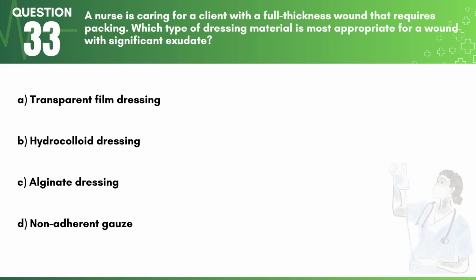Question 33. A nurse is caring for a client with a full-thickness wound that requires packing. Which type of dressing material is most appropriate for a wound with significant exudate? A. Transparent film dressing. B. Hydrocolloid dressing. C. Alginate dressing. D. Non-adherent gauze.